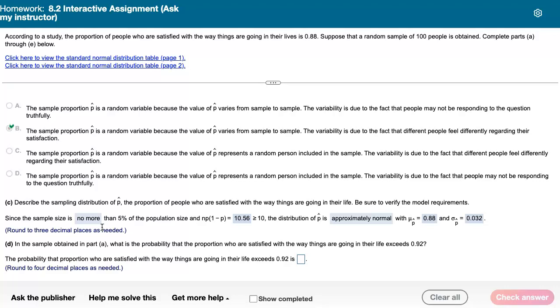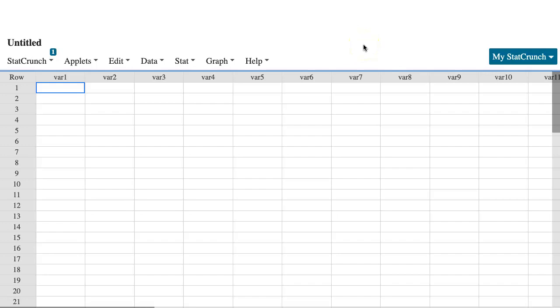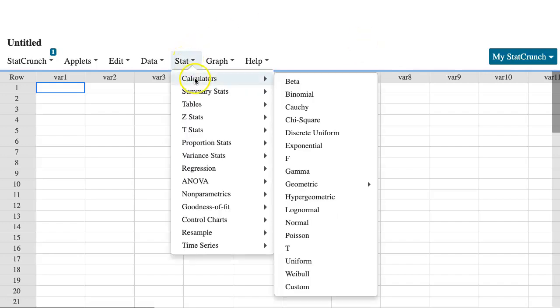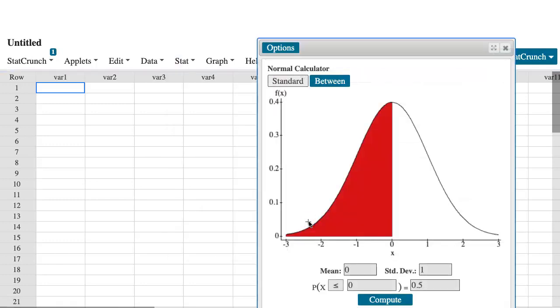So in part D, we're told that in the sample obtained in part A, what is the probability that the proportion who are satisfied with the way things are going in their life exceeds 0.92. So this is where I can pick up StatCrunch, and I'm going to go to Stat, Calculators, and Normal, much in the same way that we did for the previous lesson in this particular chapter. I'll type in the mean and standard deviation that I just calculated.